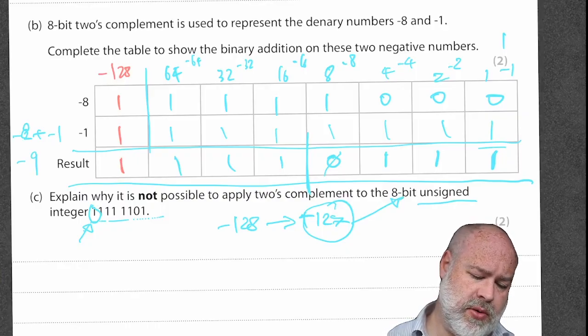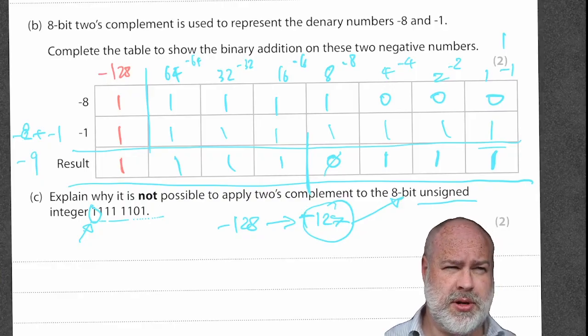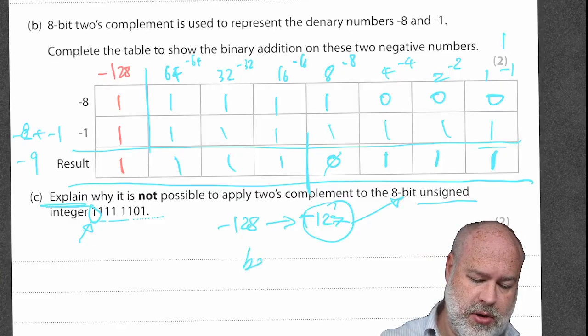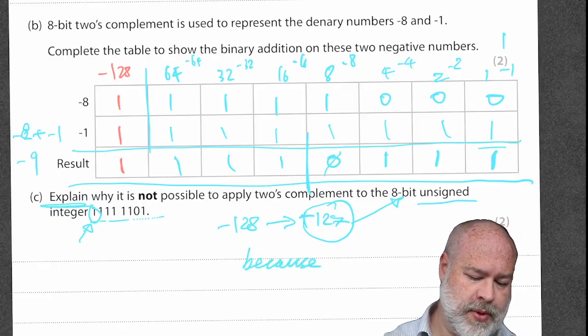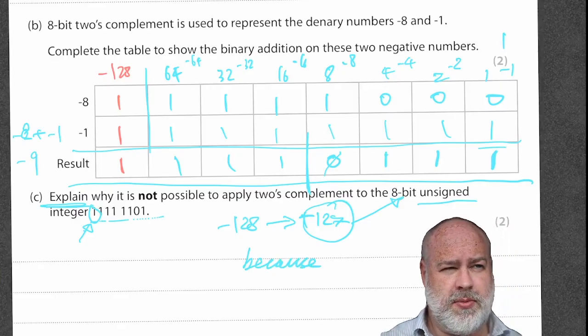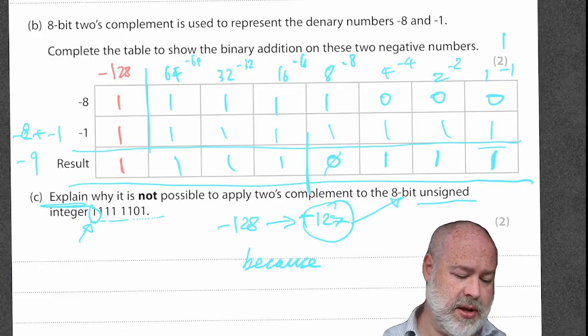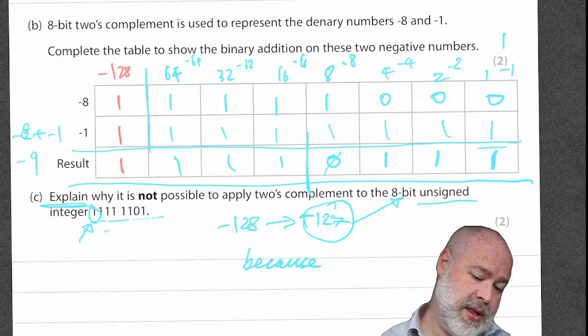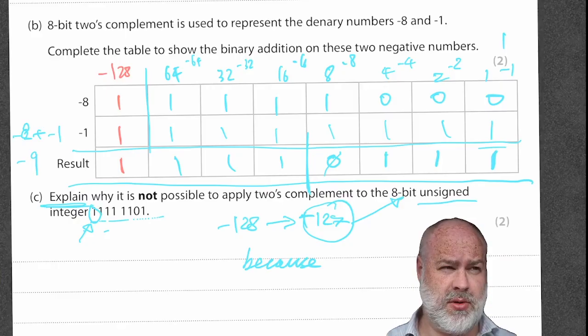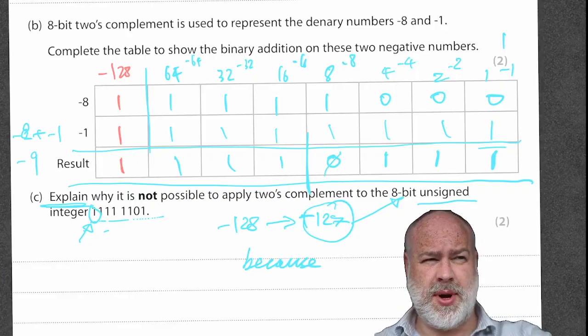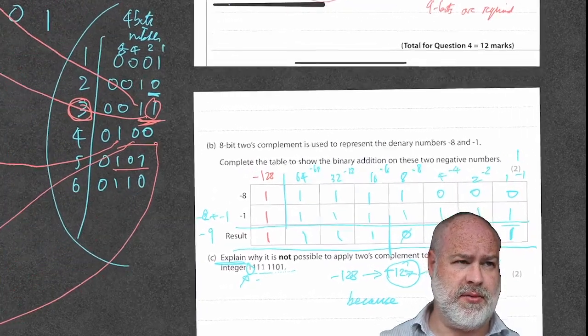So you want to use as much of the specific terminology as possible. And again, because it's explain, you'll use words like because. They want to assess your ability to explain and understand the limitations of the 2's complement system, and that you understand that the number that you're trying to represent, the unsigned integer, is beyond the value that is possible with an 8-bit 2's complement system. So that's a bit more of a tricky exam question, but it is 4 marks, and it will give you quite a nice boost in the real exam.